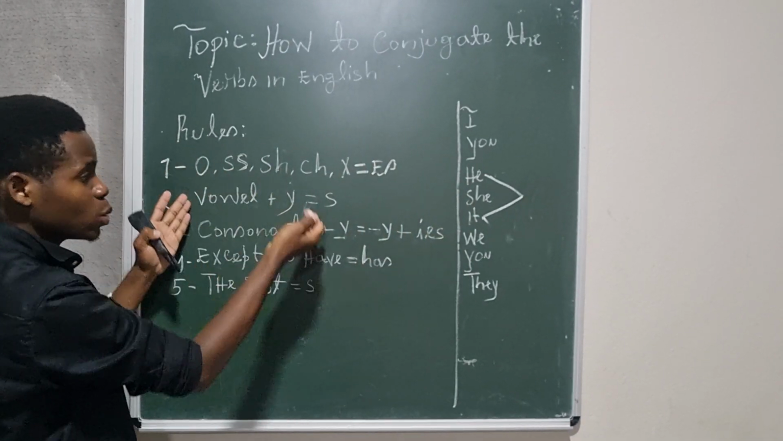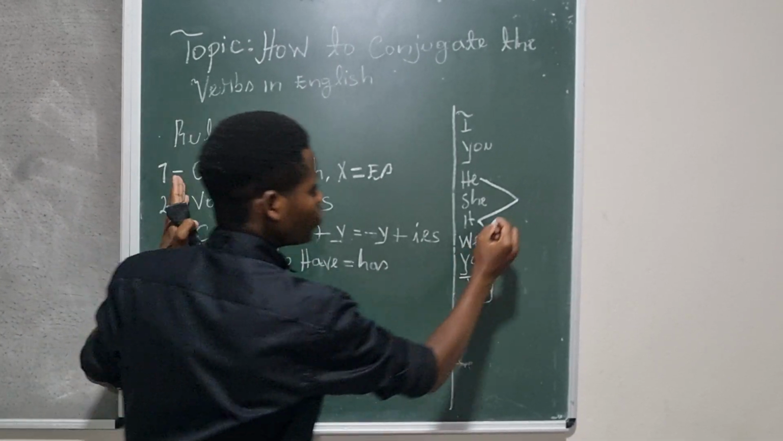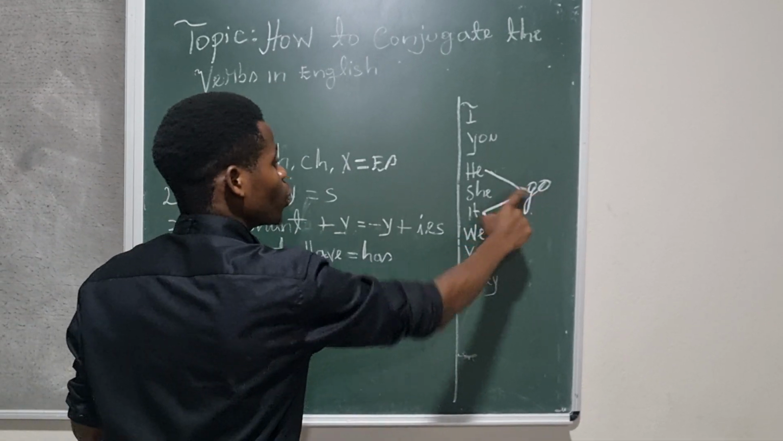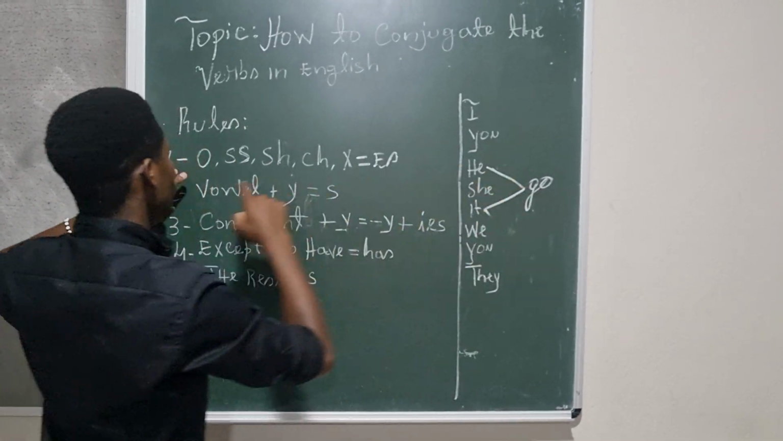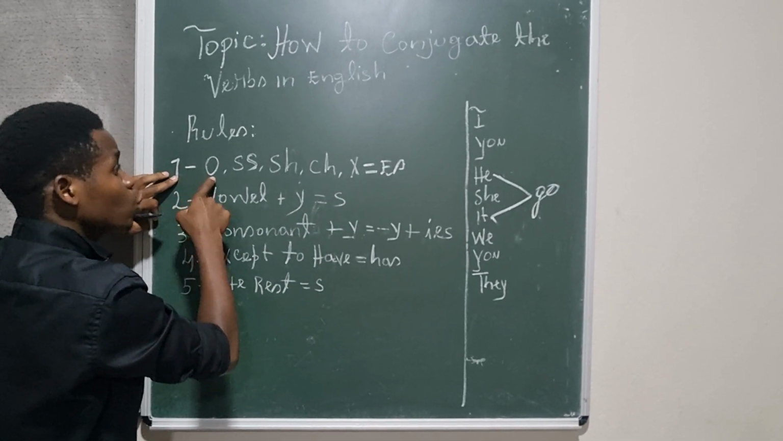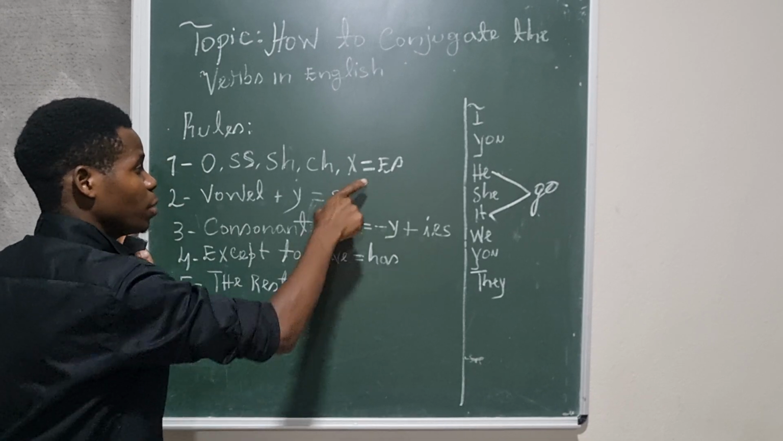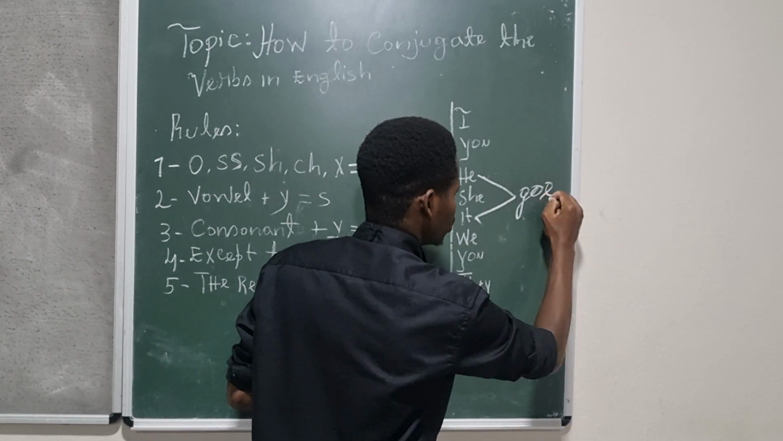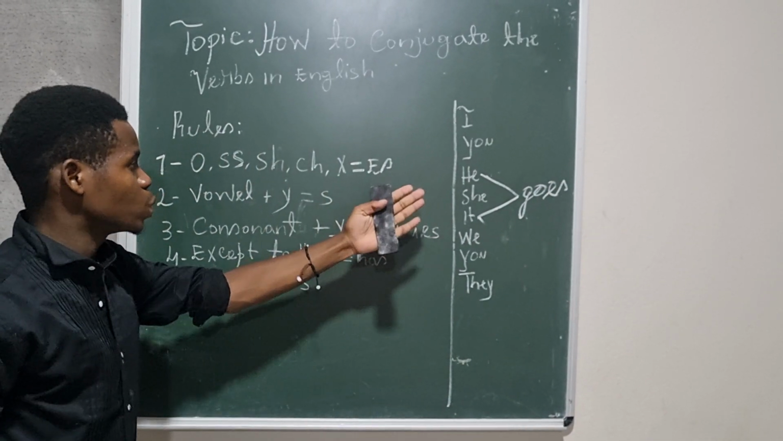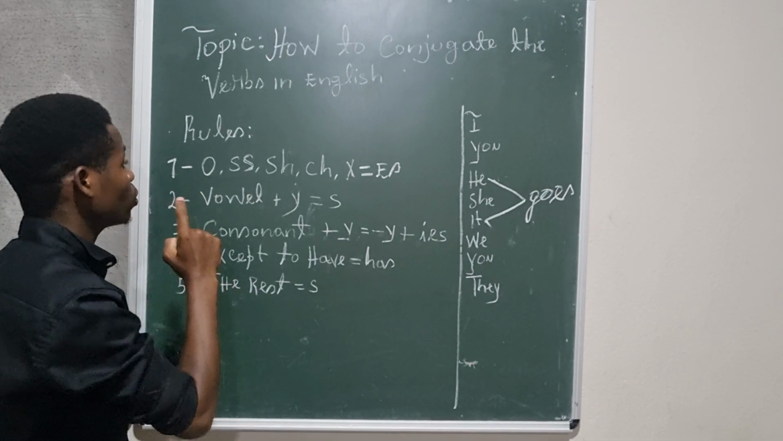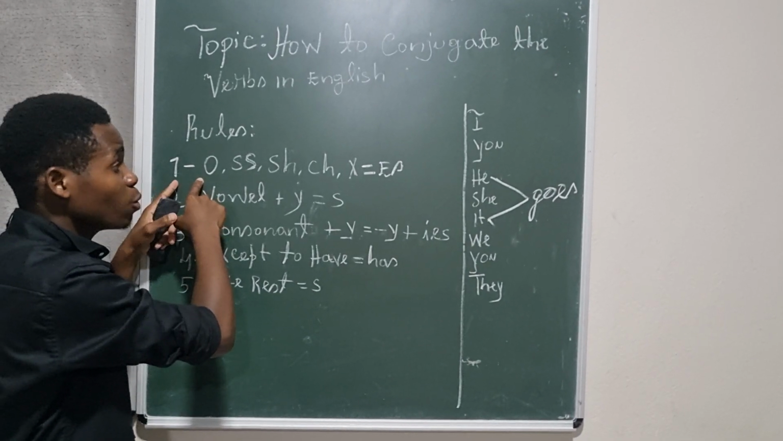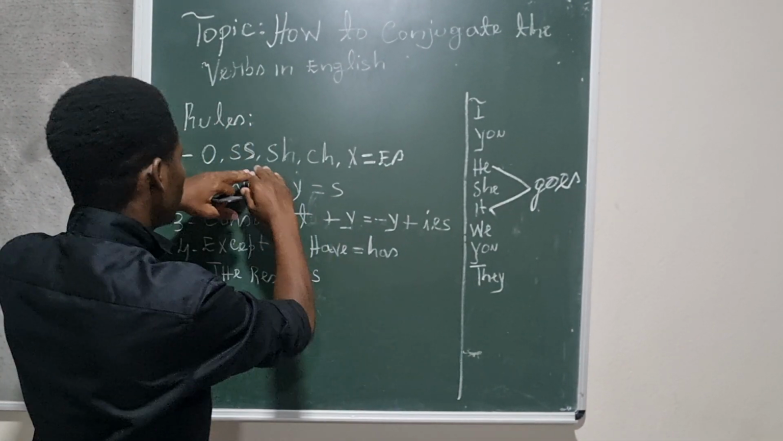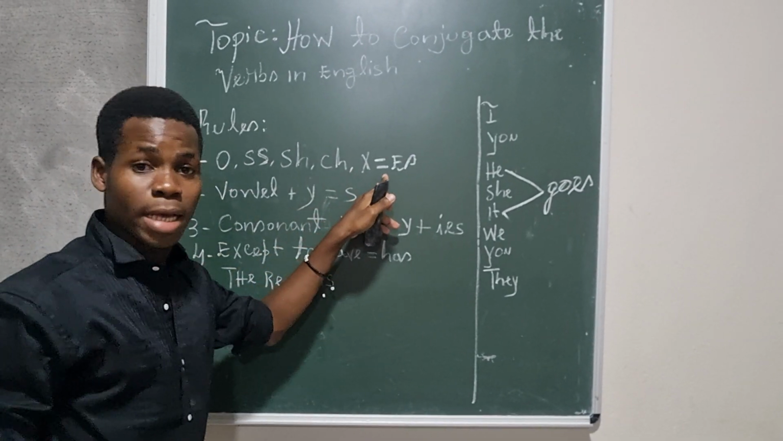For example, we have this structure and we want to conjugate some verb. We have, for example, the verb to go. The verb go ends with o, and rule number 1 says that all the verbs that end with o, to conjugate the third person singular, we will just add es. And then we go here and we put es. It will be goes. Because rule number 1 says that all the verbs that end with o, to conjugate, we just add es. And there are many verbs. If you see verbs with these endings, you just put es to conjugate.